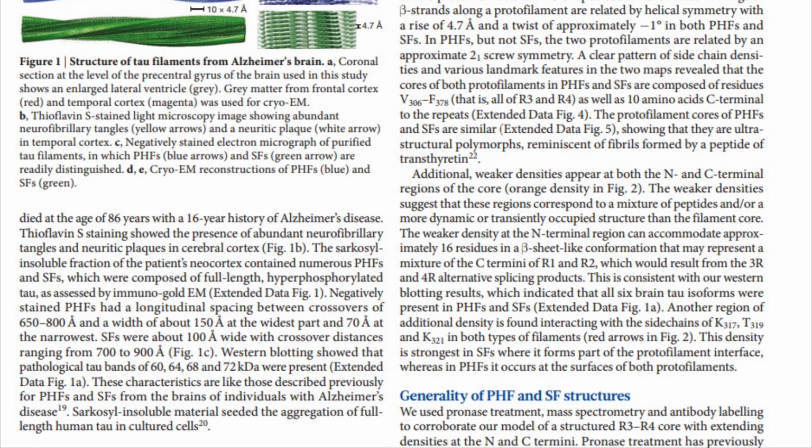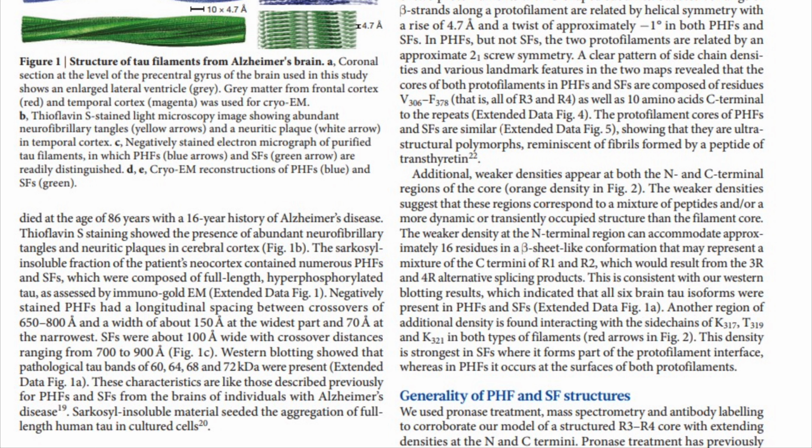Figure 2 shows cross-sections of the PHF and SF cryo-EM structures, cryo-EM density and atomic models of PHFs, A, and SFs, B. Overviews of the helical reconstructions, left, show the orientation of the cross-sectional densities, right. Sharpened, high-resolution maps are shown in blue, PHFs, and green, SFs. Red arrows point at additional densities in contact with K317 and K321. Unsharpened, 4.5 angstrom low-pass filtered density is shown in gray.